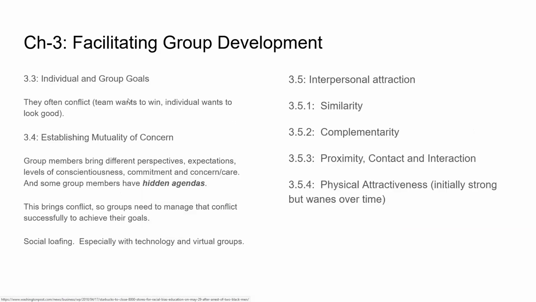So 3.3. Now let's talk about individual and group goals, and they often conflict, right? The team wants to win, but the individual wants to look good, right? And so sometimes you'll see that those aren't always the exact same thing, and then they cause some tension and strife, and then that causes problems within the group, right?